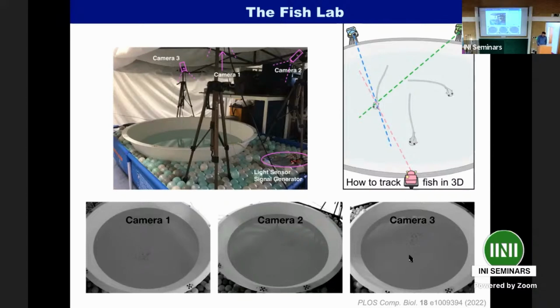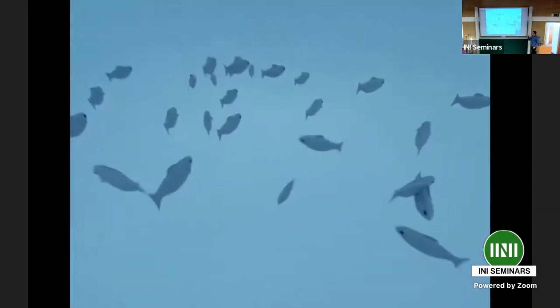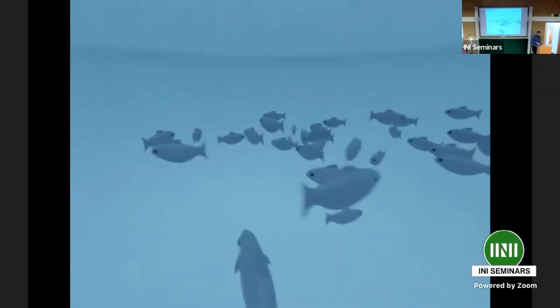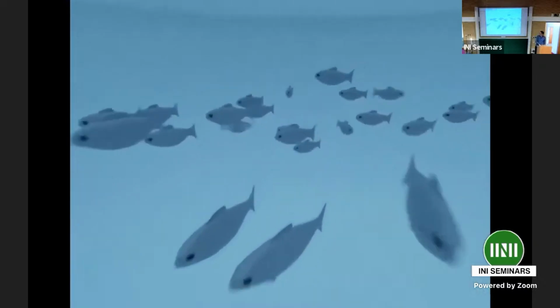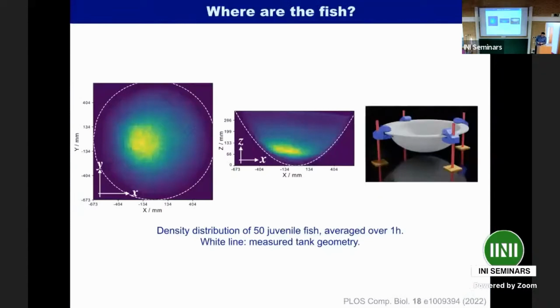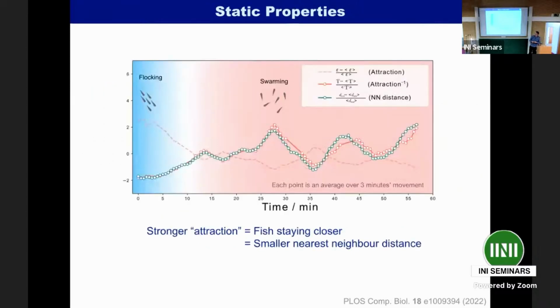As you can see, we take pictures from 3 cameras and superimpose images, and we're able to deduce the coordinates. These are coordinates that are re-rendered so that they look nice. It's not the original video in a sense, but these are the tracked coordinates of the fish. So we are able to track them. And the first question you might ask is, where are they? Well, as we saw from the photo, they're mainly at the bottom. We can start to look at static properties.